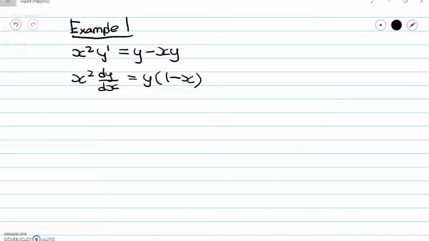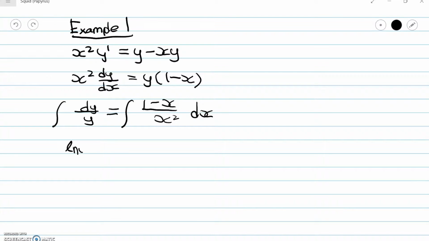In example 1, you have x squared y bar equals y minus xy. x squared dy/dx equals y(1 minus x). By dividing both sides by x squared and y, you'll get this form. And when you integrate both of them, you'll get ln of y equals the integral of 1 over x squared minus 1 over x dx.